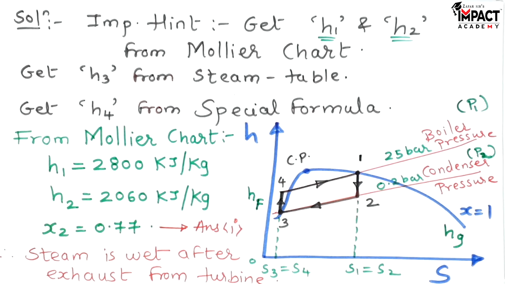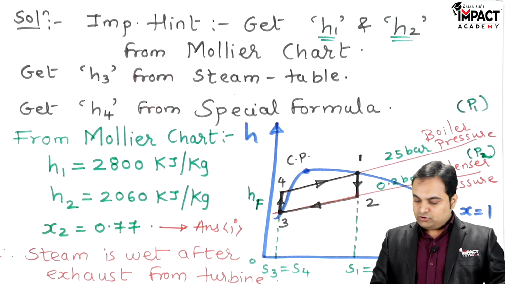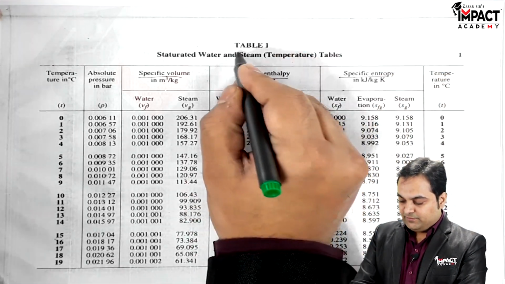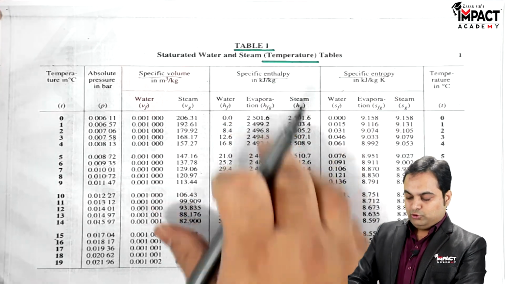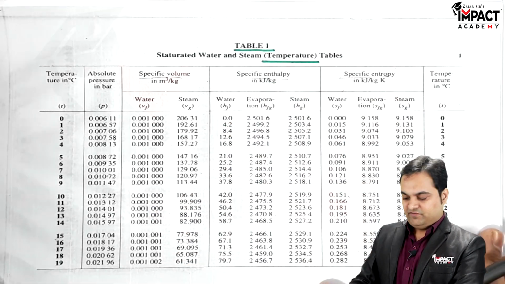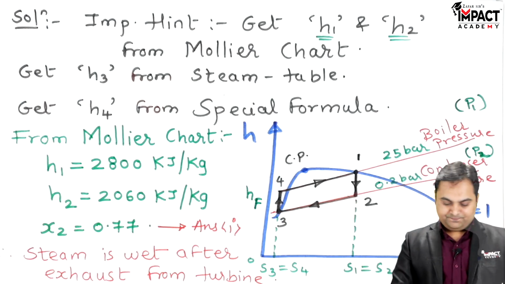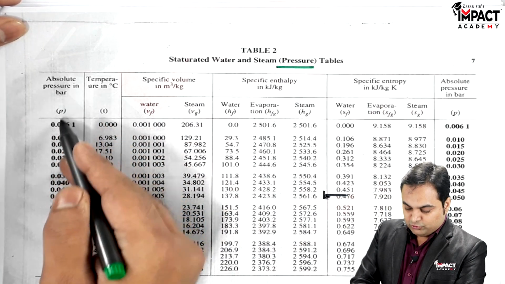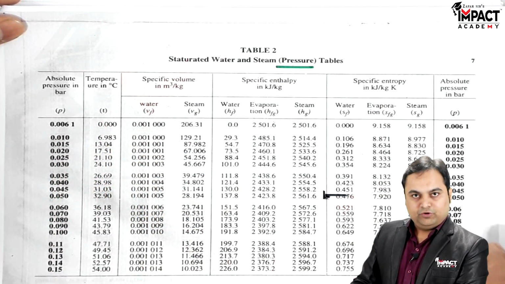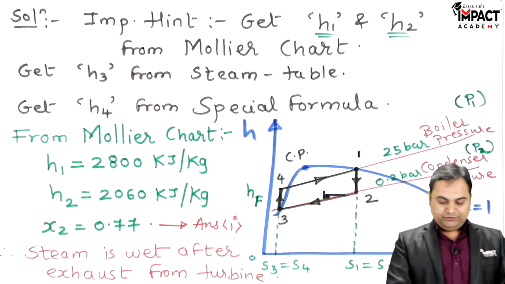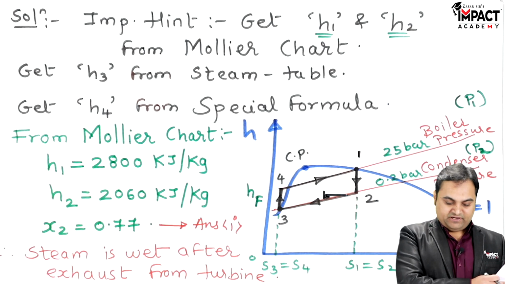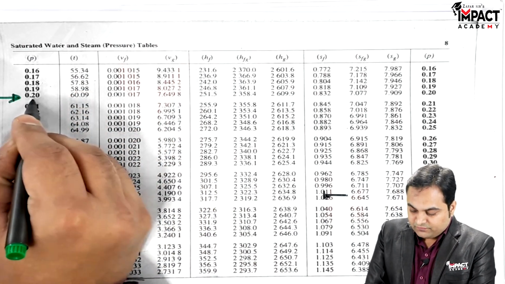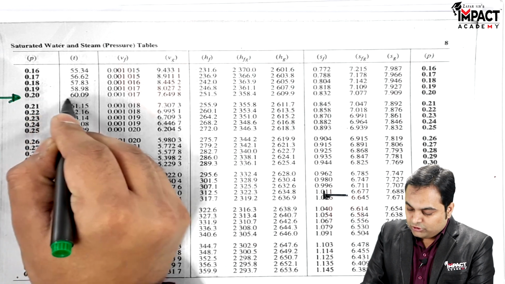Now how to get it? In the steam table, now here I have a steam table. In that, the first table is the temperature table. So don't go to the temperature table because here pressure is given. So the second table is the pressure table. In the pressure table, we have absolute pressure in bar, and the pressure here is 0.2 bar. So on 0.2, get the HF value. Here is the pressure corresponding to 0.2 bar, and in that look for the HF value.